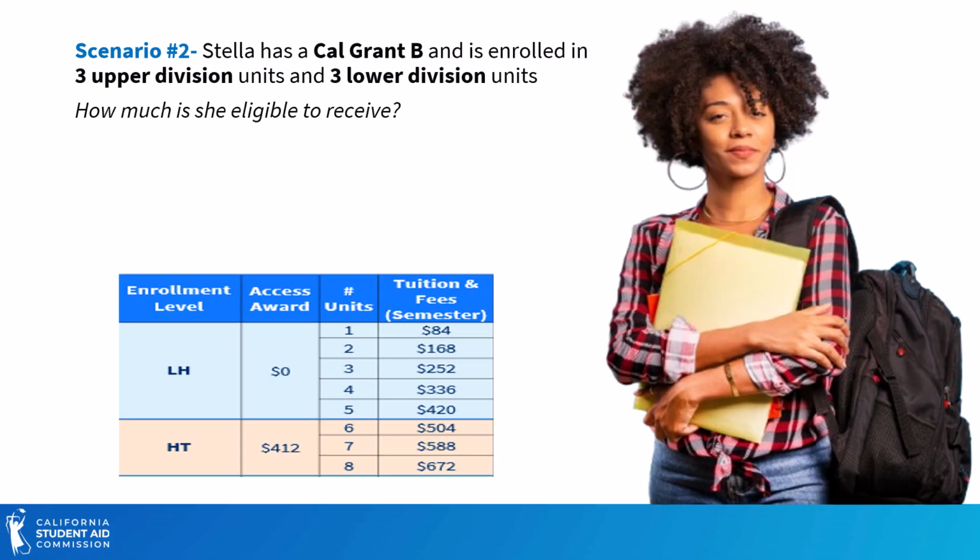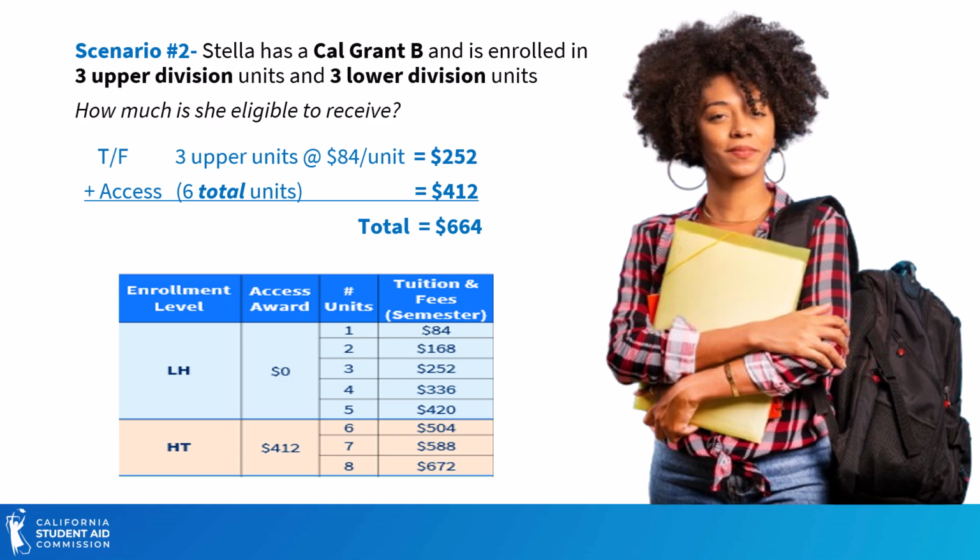Scenario number 2. Stella has a Cal Grant B and is enrolled in 3 upper division units and 3 lower division units for 6 total units. How much in Cal Grant funds is she eligible to receive? For tuition and fees, we're going to base that on 3 upper division units at $84 per unit or $252. Access is based on 6 total units for a total of $412. Stella is eligible for a Cal Grant payment of $664.